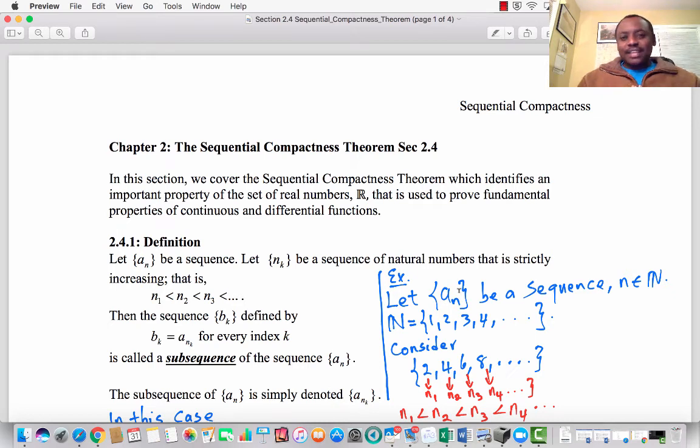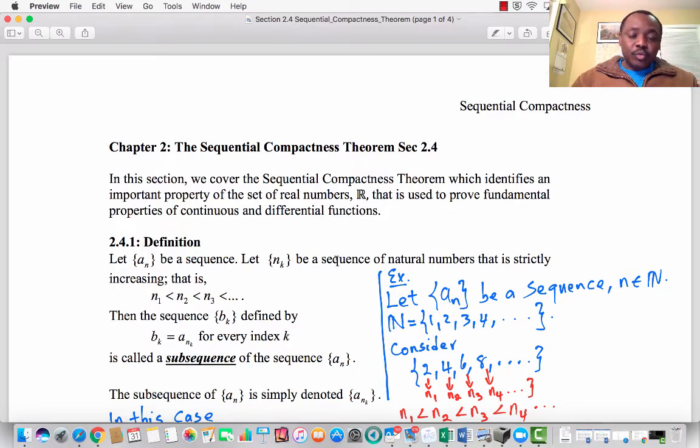Welcome to Advanced Calculus Real Analysis Lecture 7, the Sequential Compactness Theorem, Section 2.4 of the text Advanced Calculus by Patrick M. Fitzpatrick. This is Dr. Gilbert Eyabi. In this section, we will cover the Sequential Compactness Theorem, which identifies an important property of the set of real numbers R that is used to prove fundamental properties of continuous and differentiable functions.